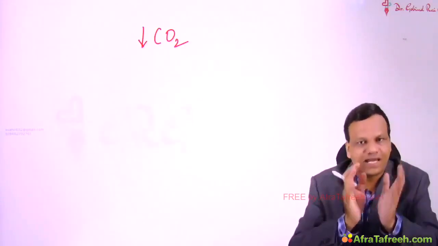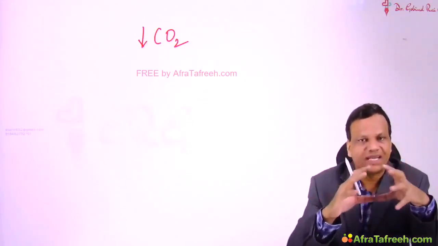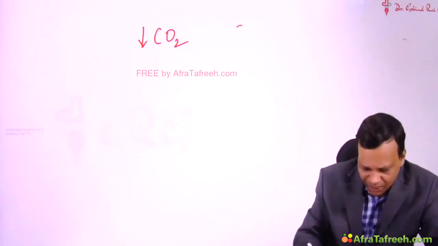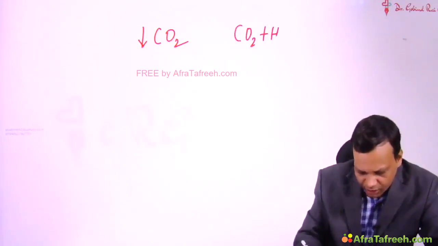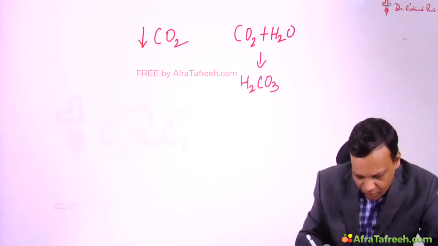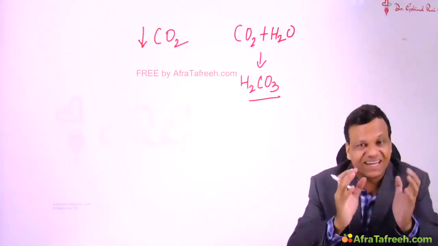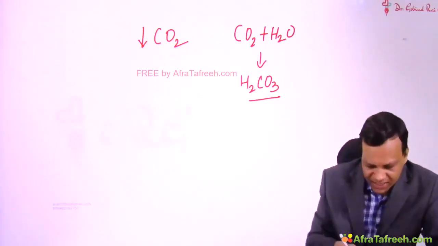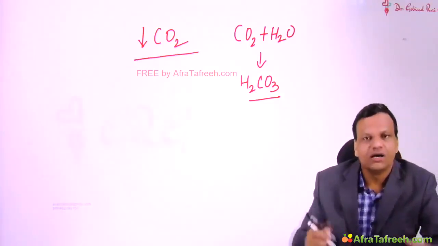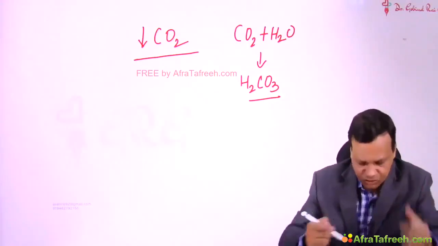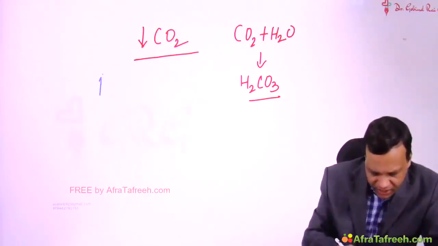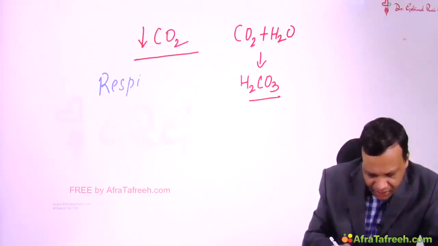And we know carbon dioxide is required for maintaining the medium acidic. Carbon dioxide combines with water to form carbonic acid, so carbon dioxide forms acid. So it is required to make the blood slightly acidic. But when carbon dioxide is lost, the blood will become alkaline. In simple language, the person will develop respiratory alkalosis.